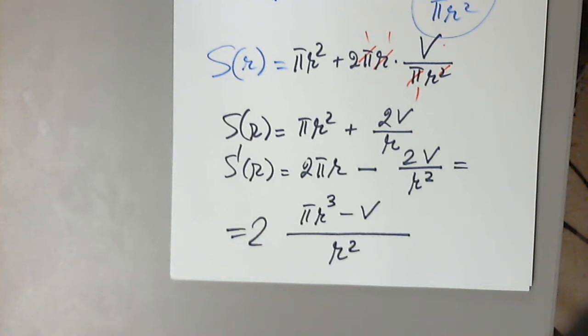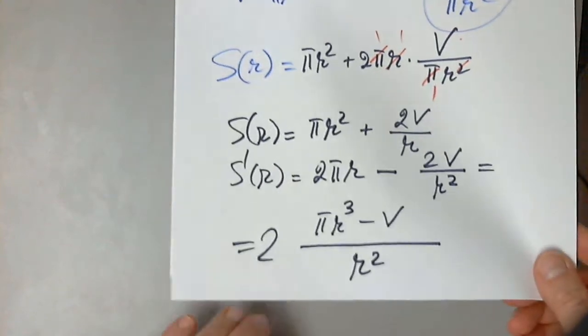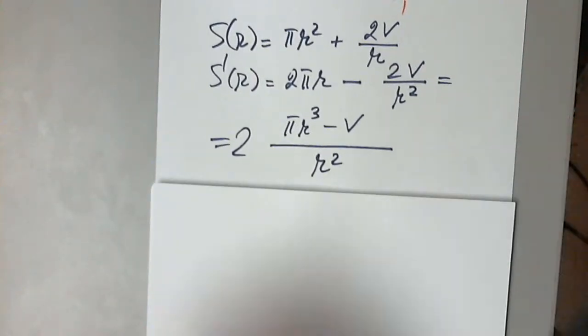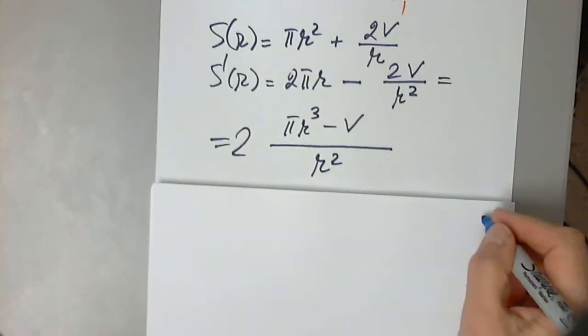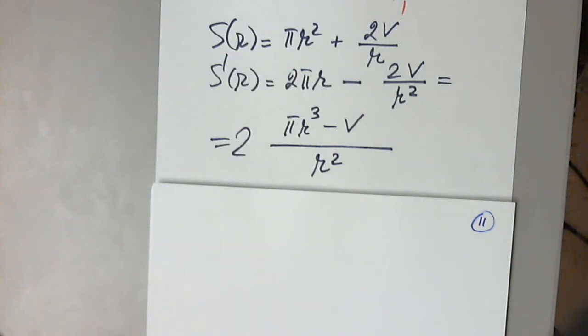So I pulled out the 2 from both terms. So I have pi r multiplied by r squared, and then minus v, everything over r squared. This is the derivative of the surface area, or the material used, if you want, to manufacture the can. So then now, what do I do?